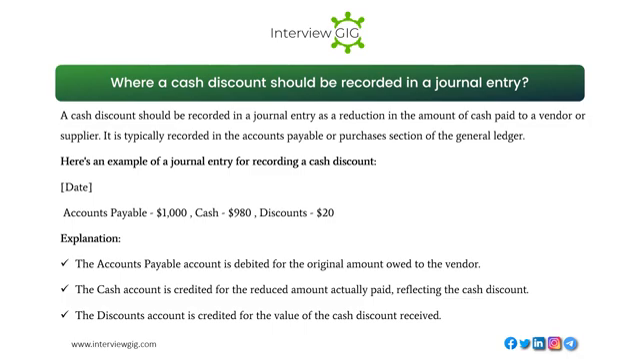Here is an example of a journal entry for recording a cash discount. Date of the transaction. Accounts payable $1,000. Cash $980. Discounts $20. Explanation. The accounts payable account is debited for the original amount owed to the vendor. The cash account is credited for the reduced amount actually paid, reflecting the cash discount. The discounts account is credited for the value of the cash discount received.